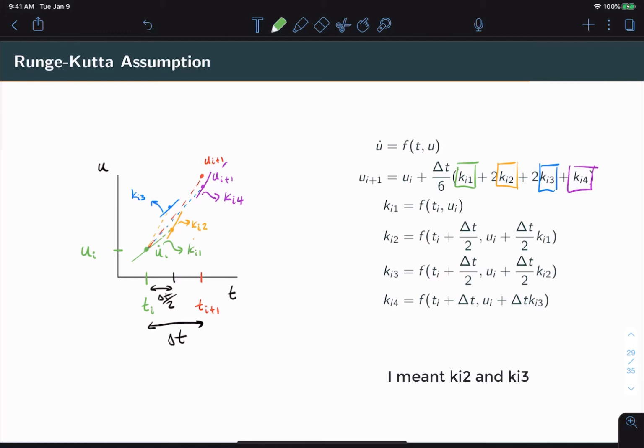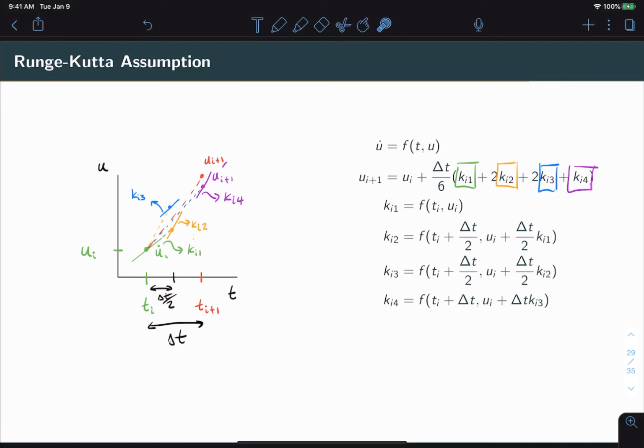Each one gets a weight of 2, and we divide by 6. And the calculations for each of the velocities are shown below. Notice that Ki1 is calculated exactly the same as in the Euler method. Then Ki2 has the time increased by delta t over 2. Same for Ki3, and then Ki4 has that time interval increased by delta t.